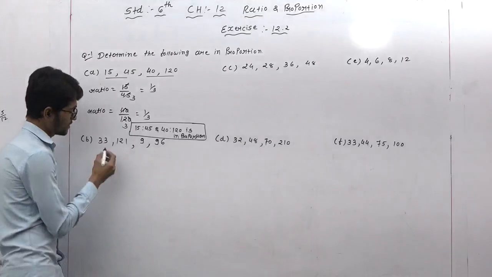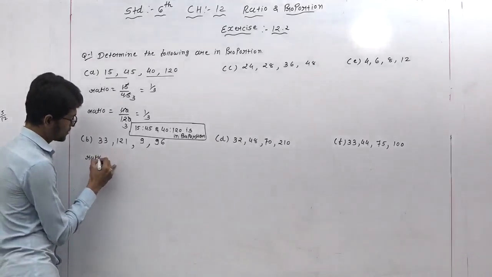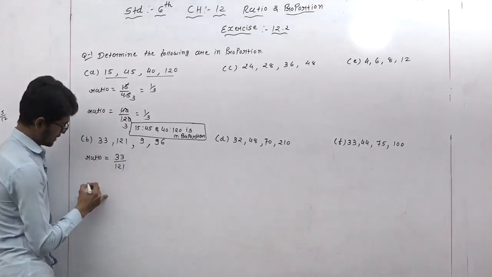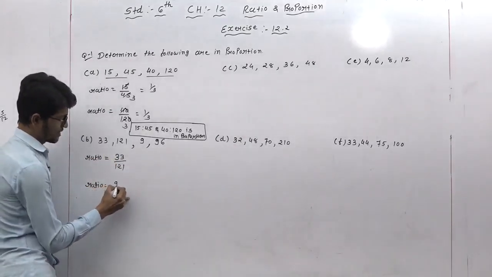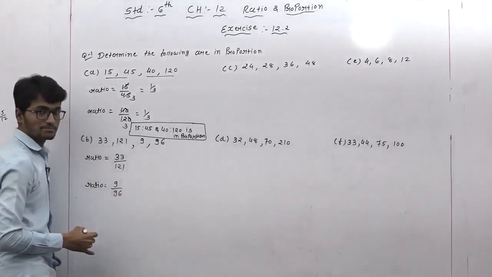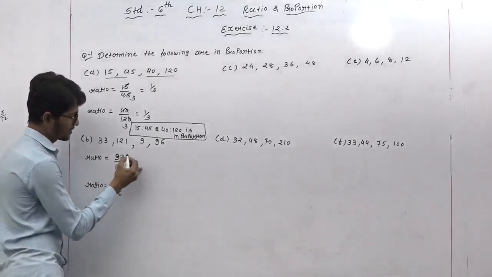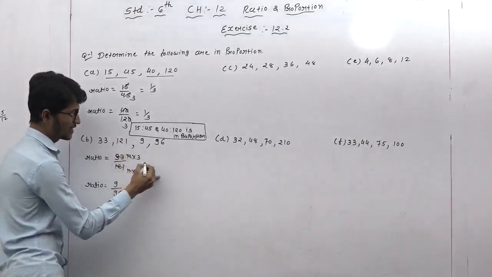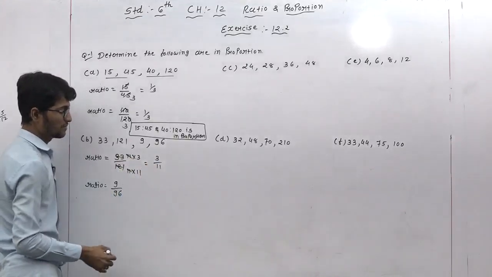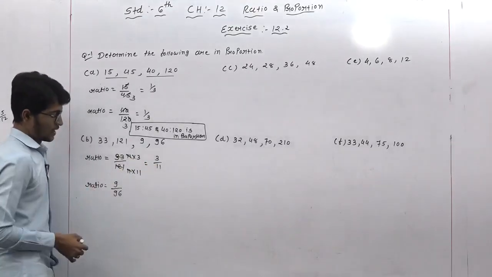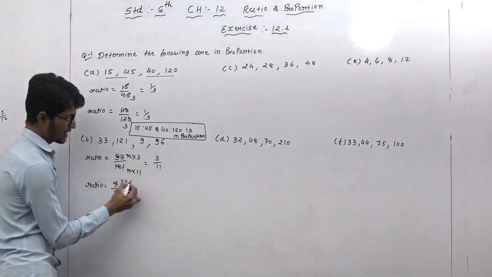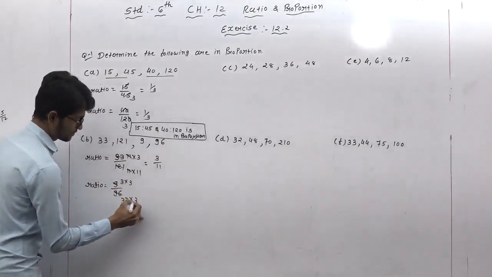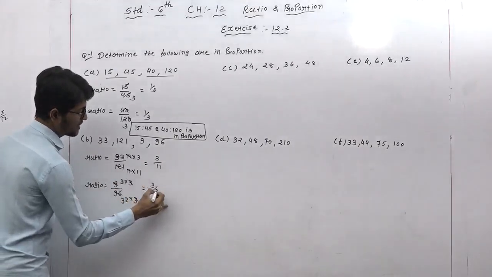Let's check the second one. First of all we have to find the ratio. So 33 by 121 and the next one, the ratio 9 by 96. Here 11 multiplied by 3, 11 multiplied by 11. 11 cut, so 3 by 11. Here 3 3s are 9, 32 3s are 96, 3 3 cut, then the answer is 3 by 32.